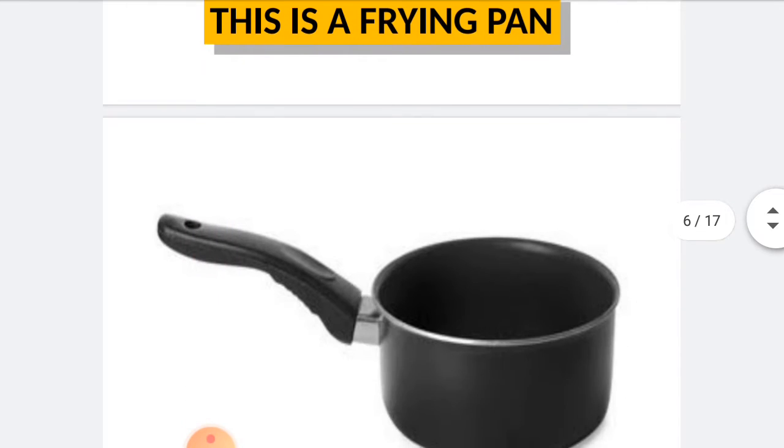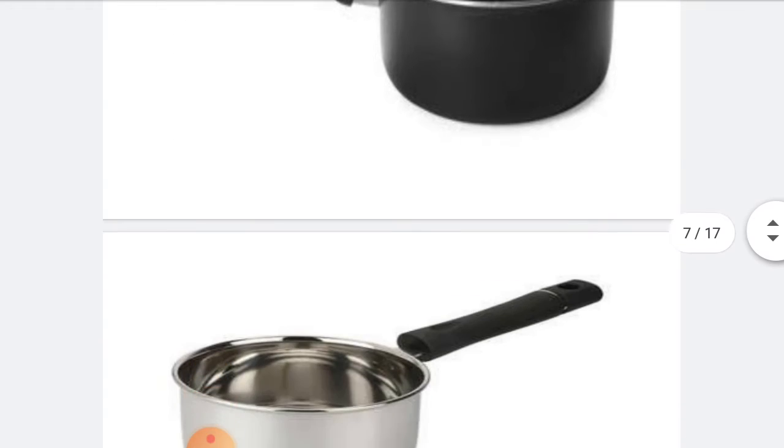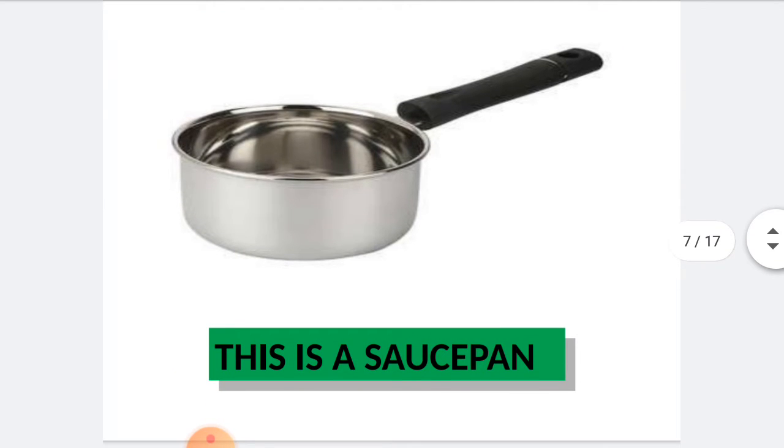Okay, now the third one for all of you. What is this? Can you tell me? This is not a frying pan, but this is a saucepan. Please say once again. This is a saucepan. Okay, do remember the difference between a frying pan and a saucepan.